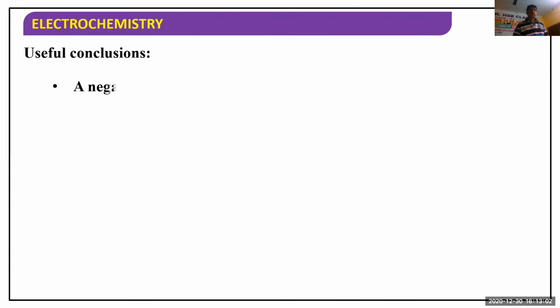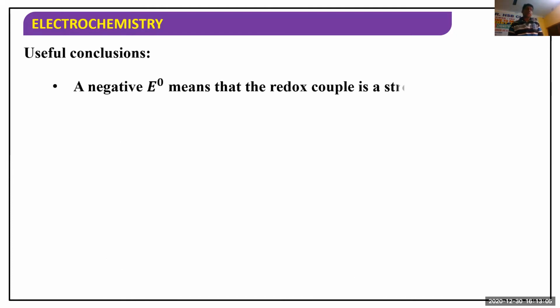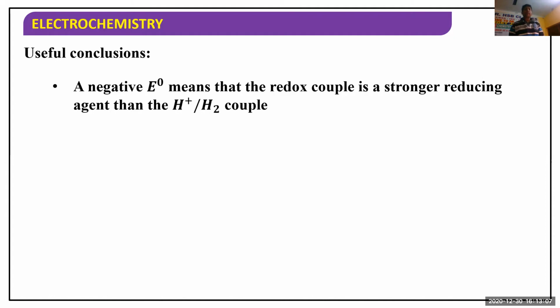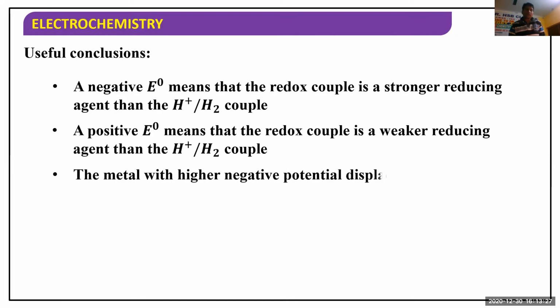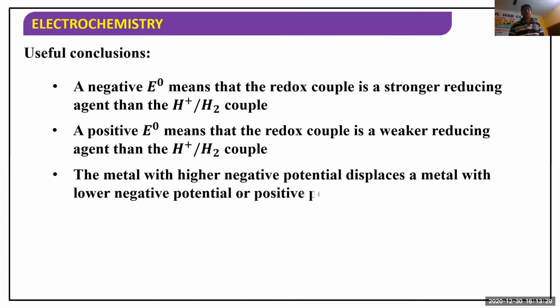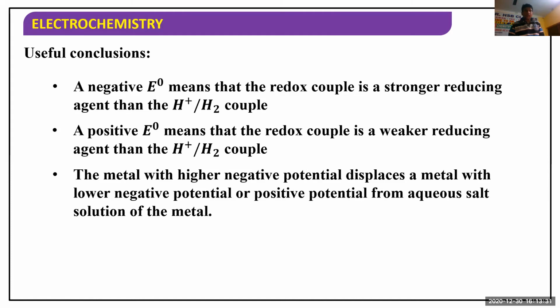So in this way, a useful conclusion: a negative E0 means that the redox couple is a stronger reducing agent than the H plus to H2 couple. A positive E0 means that the redox couple is a weaker reducing agent than the H plus to H2 couple. The metal with higher negative potential displaces a metal with lower negative potential or positive potential from aqueous solution of the metal.